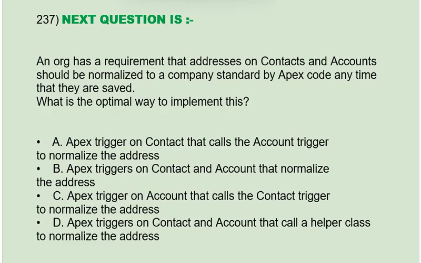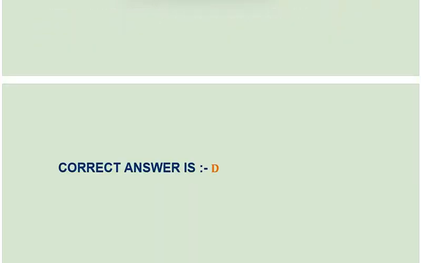Option A Apex trigger on contract that cause the account trigger to normalize the address. Option B Apex triggers on contact and account that normalize the address. Option C Apex trigger on account that cause the contact trigger to normalize the address. Option D Apex trigger on contact and account that call a helper class to normalize the address. Correct answer is option D.